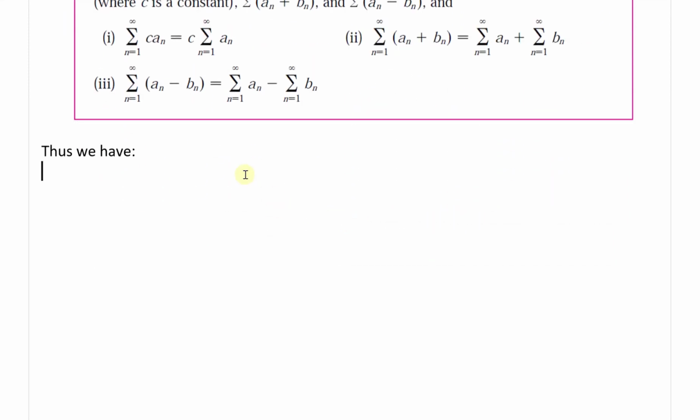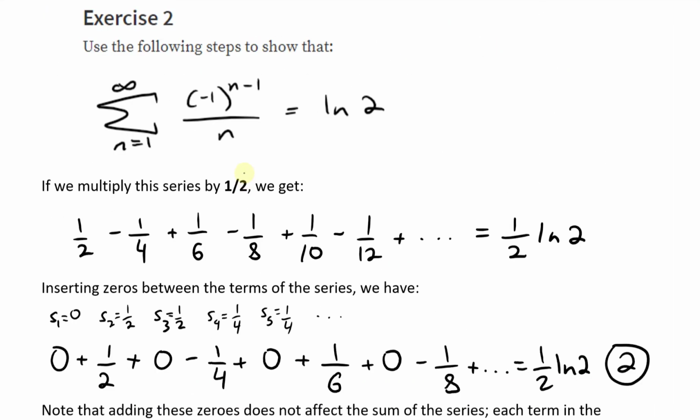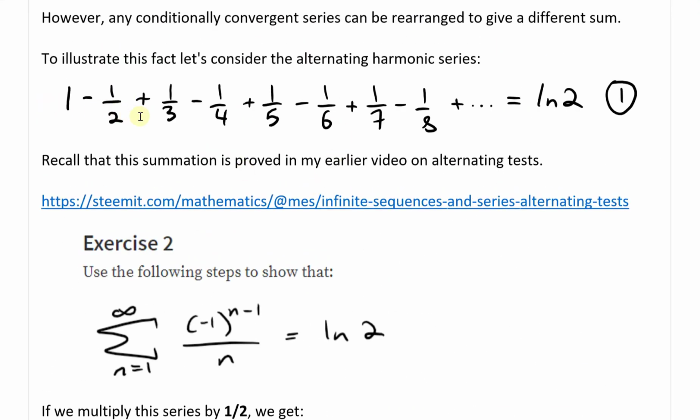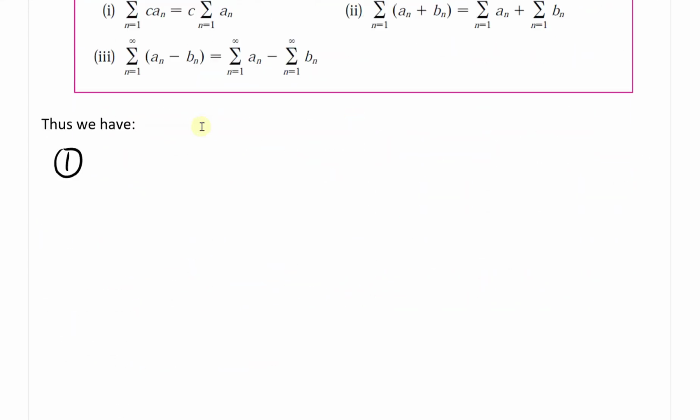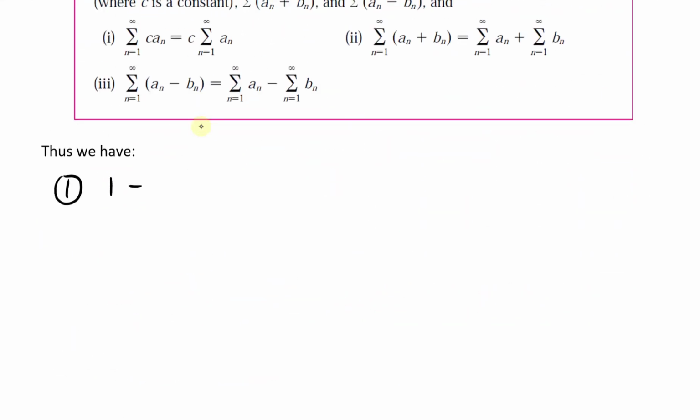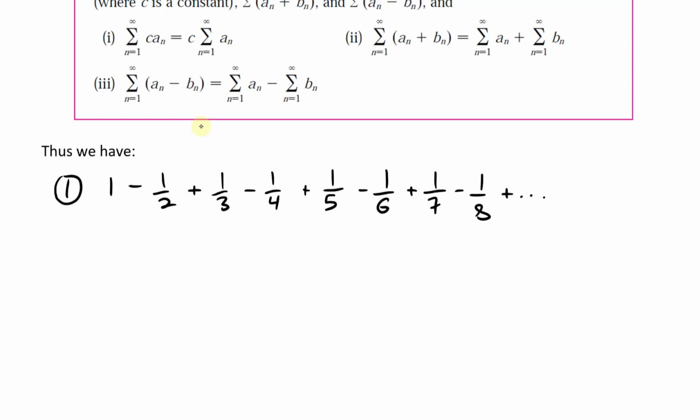So thus what we end up having is, and I'll write this down as series 1. Let's write series 1 first, which is the alternating harmonic series: 1 minus 1/2 plus 1/3 minus 1/4, and so on. So we're going to have 1 minus 1/2 plus 1/3 minus 1/4 plus 1/5 minus 1/6 plus 1/7 minus 1/8. Let's stick to 8. Dot, dot, dot, all the way, and this equals ln 2.